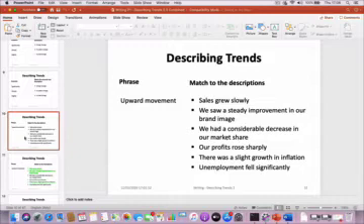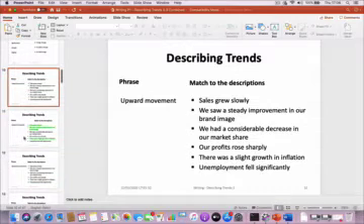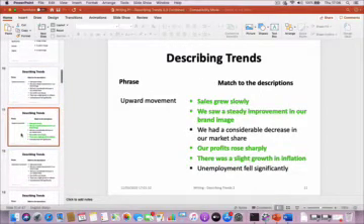Here we have a phrase referring to an upward movement. I'd like you to take a couple of seconds and decide which of the 6 descriptions refers to upward movement. Those referring to upward movement are: sales grew slowly, we saw a steady improvement in our brand image, our profits rose sharply, there was a slight growth in inflation. Brand image is how your brand is perceived by the public, the people buying your clothes, for example, or car, etc., etc.